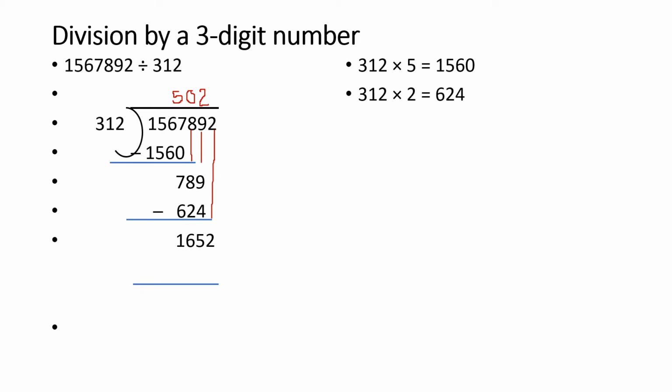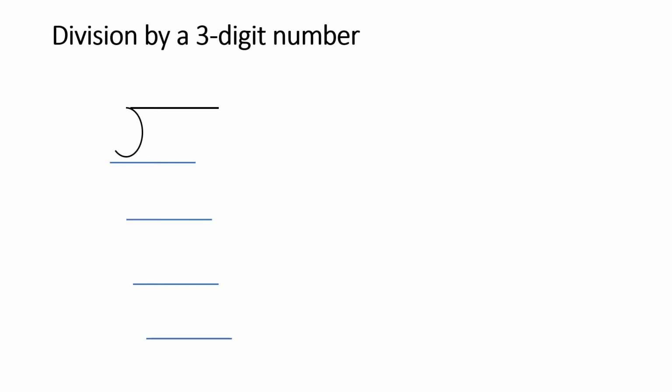1652? 300 fives are equal to 1500 and 300 sixes are equal to 1800. Definitely 300 fives are. It means 312 fives are, which is equal to 1560. We already know. So here we will write 312 fives are, which is equal to 1560. We will subtract it and our remainder is 92. So 92 is our remainder and 5025 is our quotient.